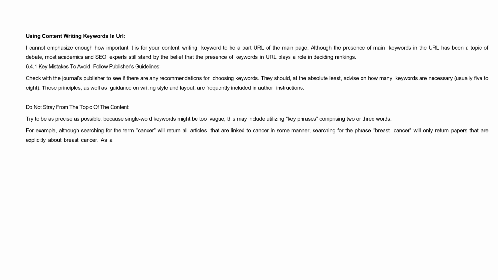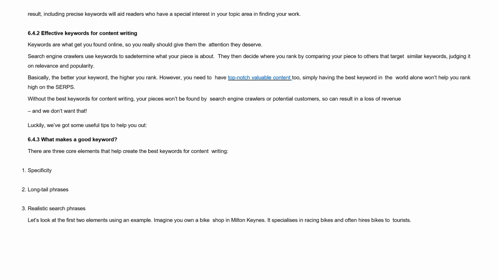Do not stray from the topic of the content. Try to be as precise as possible because a single keyword might be too vague. This may include utilizing key phrases comprising 2 or 3 words. For example, although searching for the term cancer will return all the articles that are linked to cancer in some manner, searching for the phrase breast cancer will only return papers that are explicit about breast cancer. As a result, including precise keywords will aid readers with a special interest in your topic area in finding your work.